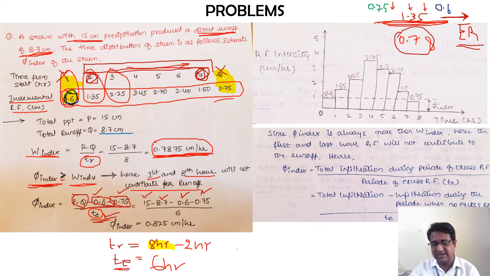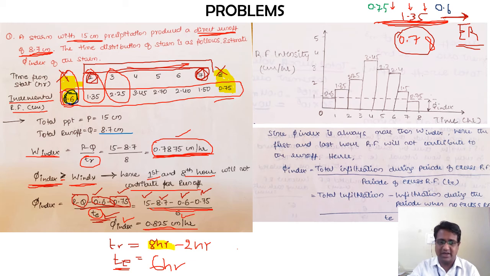So if I divide this entire numerator by 6, which is given over here, now I'll get the phi index as 0.825 centimeters per hour. You can check it out. So the value of phi index is always a bit greater than the W index that we got here. This will be true in all the cases. Phi index value will always be greater than the W index.